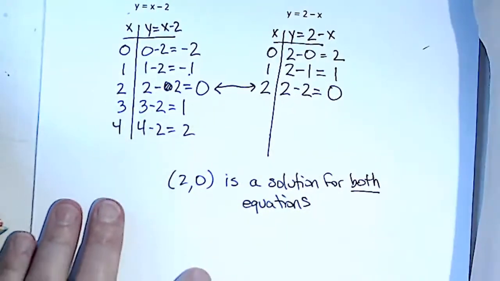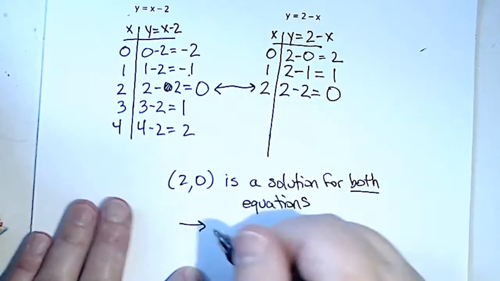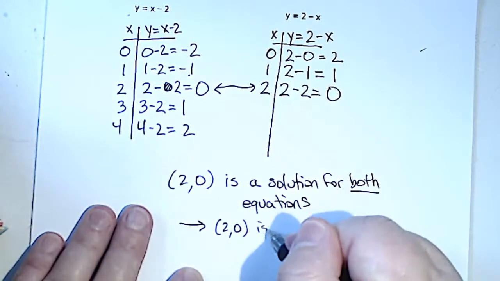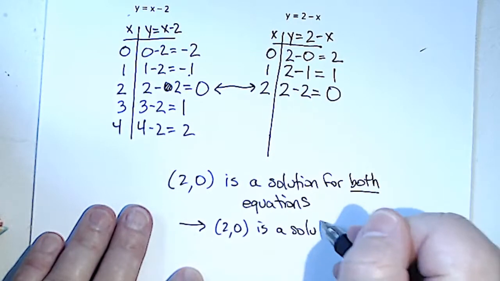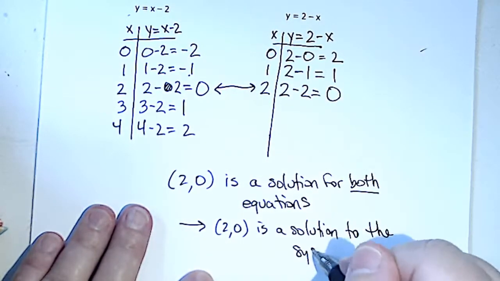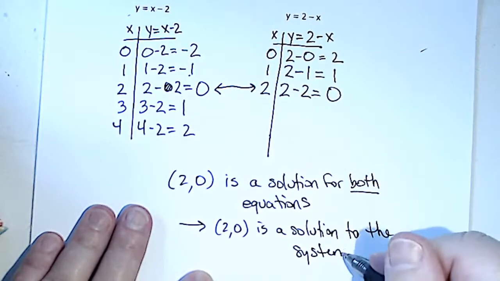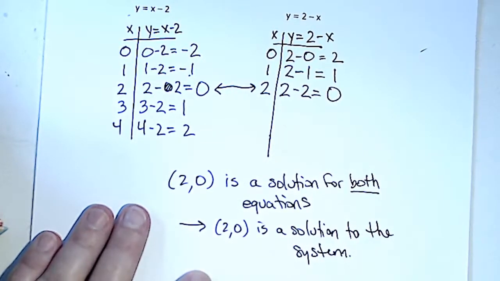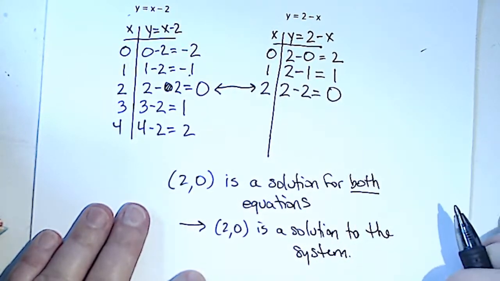Therefore, 2, 0 is a solution to the system. There we go. Like I said, spelling's going to cost you extra, I'm afraid, today.